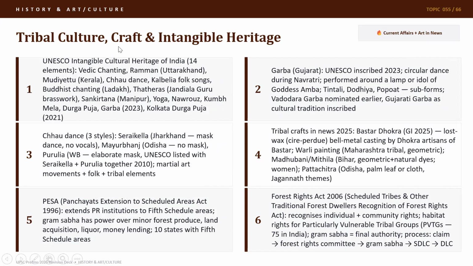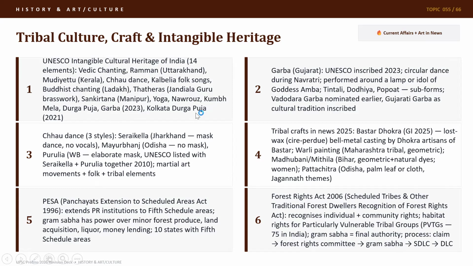Coming on to tribal culture, craft, and intangible heritage, we have UNESCO Intangible Cultural Heritage of India, 14 elements. So, what are the intangible cultural heritage of India? Currently, there are 14: Vedic chanting, Ramman in Uttarakhand, which is a festival, Mudiyettu in Kerala, which is an art form, a dance plus a martial art form, Chhau dance in Odisha, Jharkhand, Bengal, Kalbelia folk songs, Buddhist chanting of Ladakh, Thatheras, the Jandiala Guru brass work. Basically, Thateras is a brass work in the Punjab region. We have Sankirtana of Manipur, Yoga, Nowruz, Kumbh Mela, Durga Puja, and Garba.